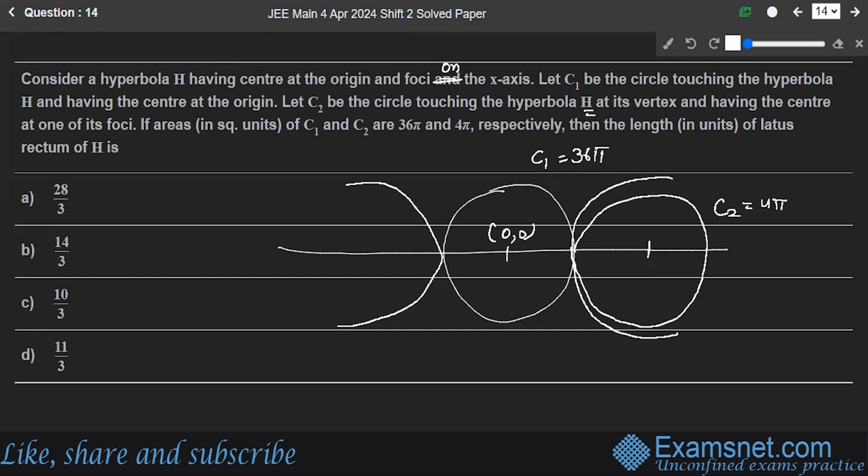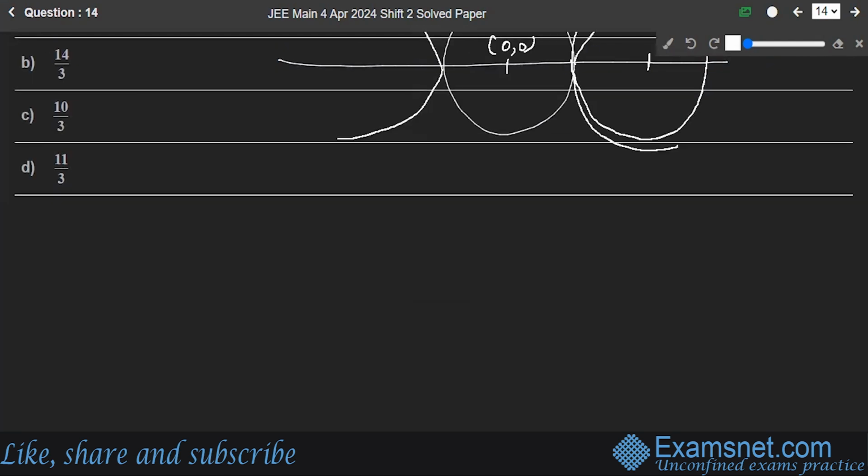The length of the latus rectum is given by 2b square upon a. So that means basically I have to find out b and a values, right? The general equation for a hyperbola is x square upon a square minus y square upon b square is equal to 1. Here you have b square is equal to a square into (e square minus 1). This is the relationship between them for a hyperbola.